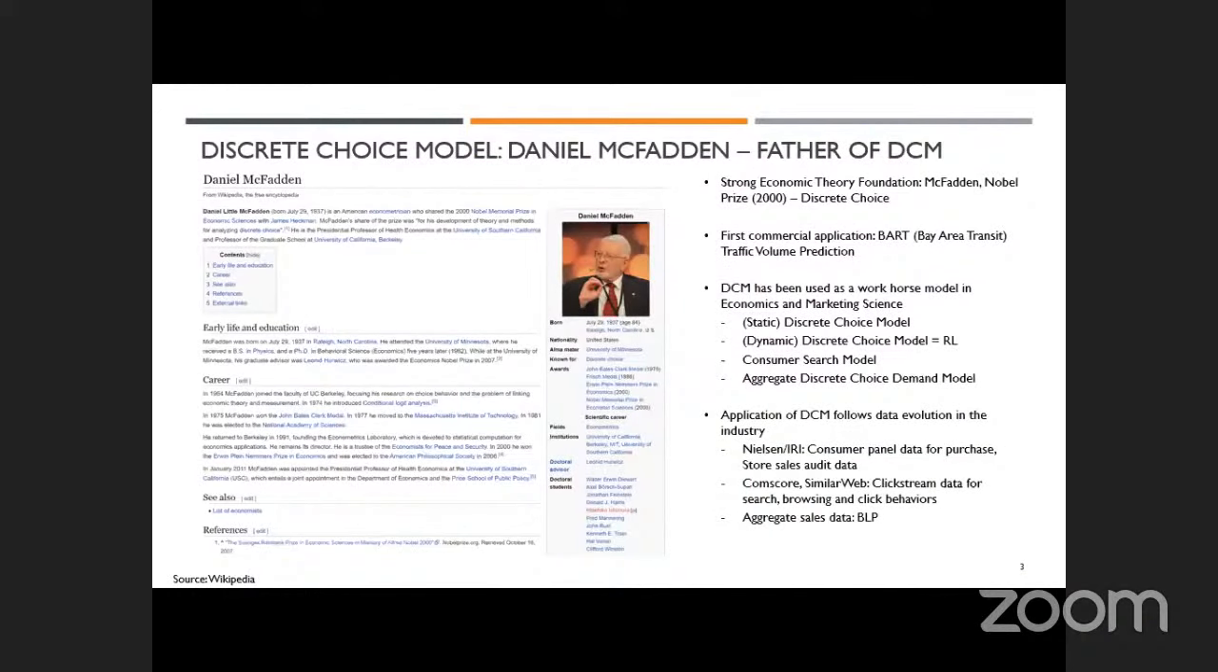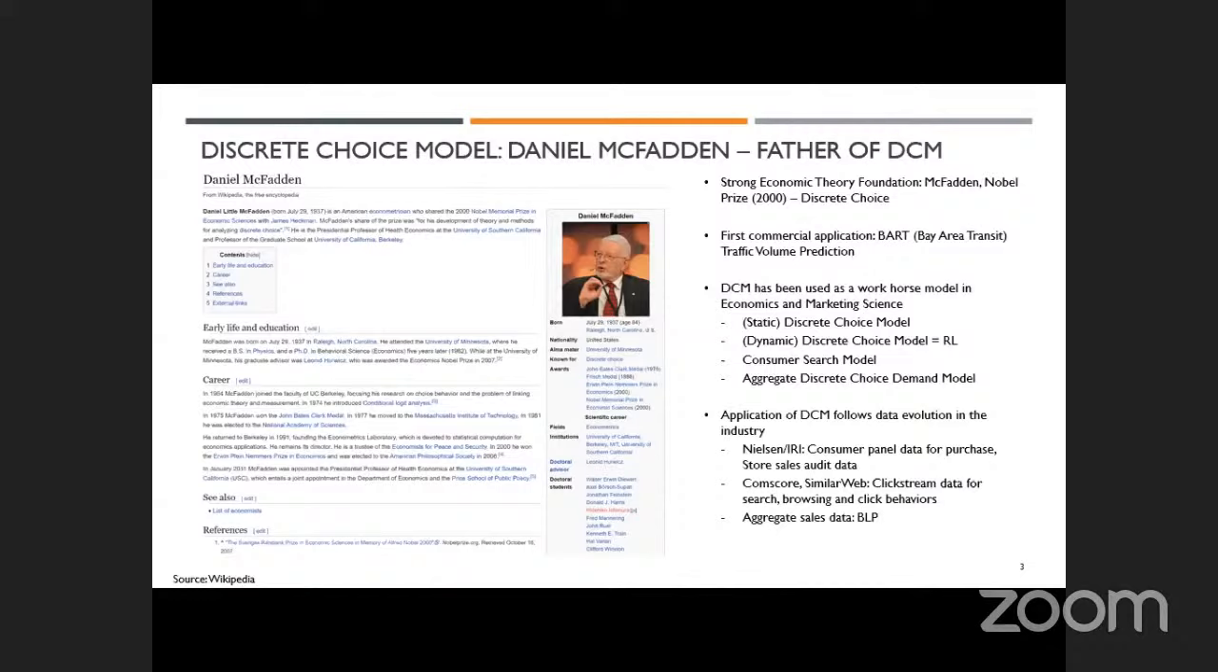In terms of the brief background, this discrete choice model was created by one of the famous economists, Daniel McFadden. He's called the father of the discrete choice model. He got the Nobel Prize in 2000. The first commercial application of this model was trying to predict the Bay Area transit traffic volume without any historical data. So they conducted some survey-based research, which is called choice-based conjoint or CBC, basically asking how likely people are going to choose BART over existing other options like bus or bike or maybe walking to work, right? And then made a prediction about what would be the expected market share for BART. And they actually made a pretty good prediction. So that was the first application.